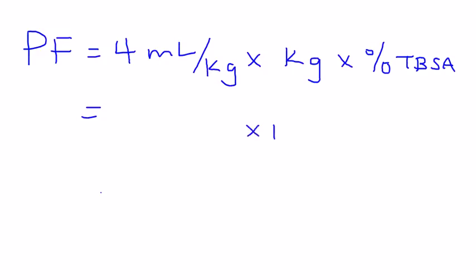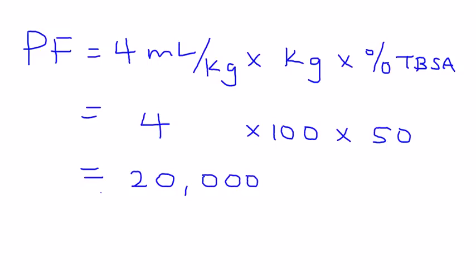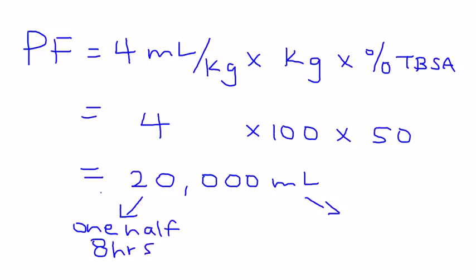Let's say you have a man that's 100 kg and 50% of his body was involved in the burn. So essentially it would be 4 times 100 times 50, which is 20,000 mLs. That's how much fluid the patient needs to be given in the first 24 hours after the burn. Now, this is broken up into two halves. The first half is given in the first 8 hours, and then the second half, which would be 10,000 mLs, is given in the following 16 hours.